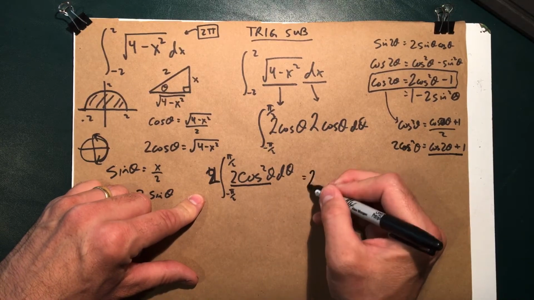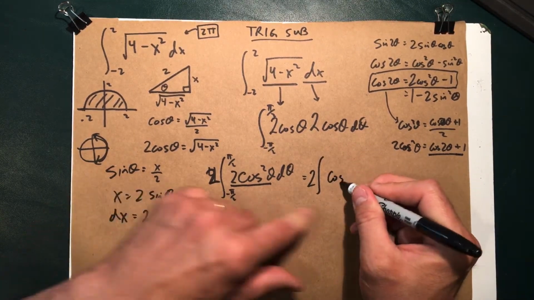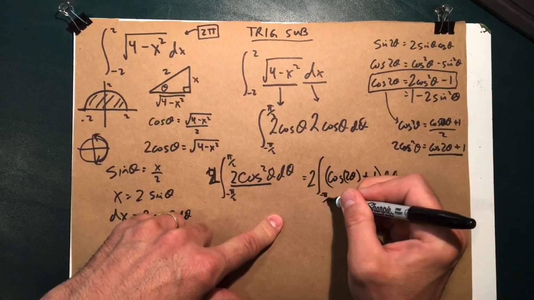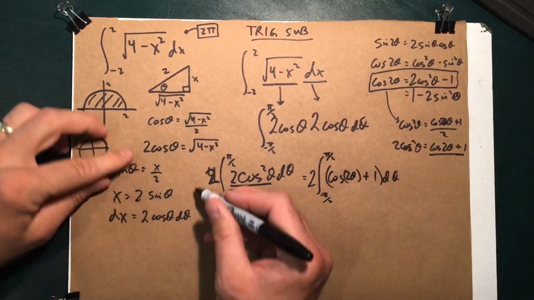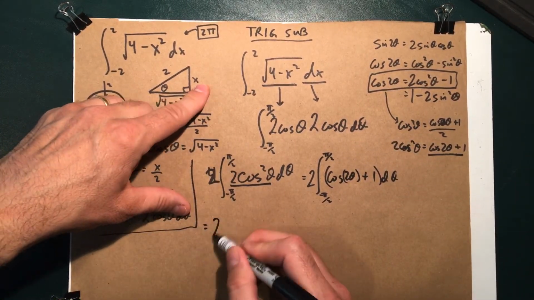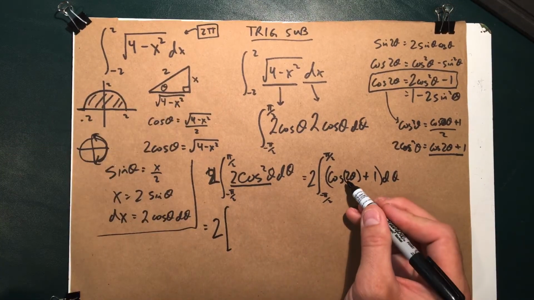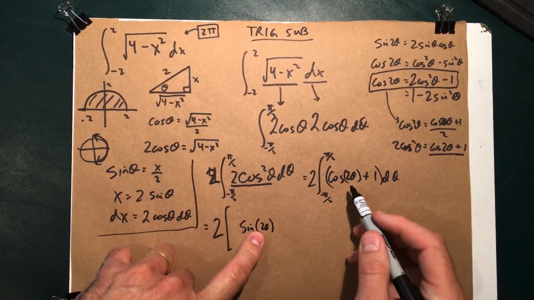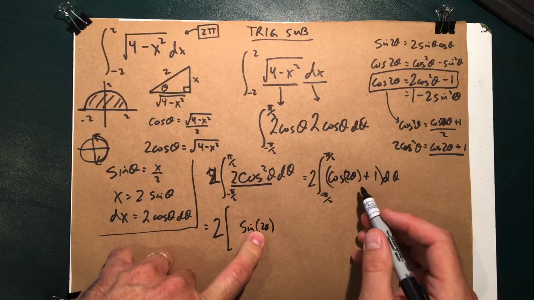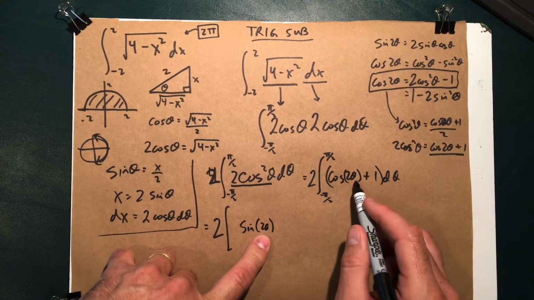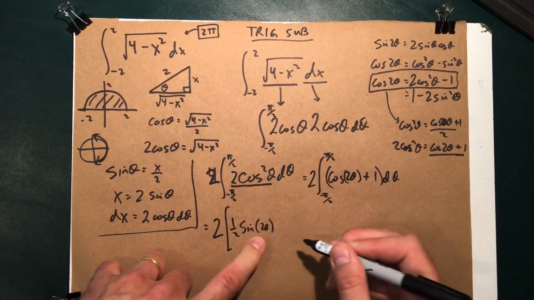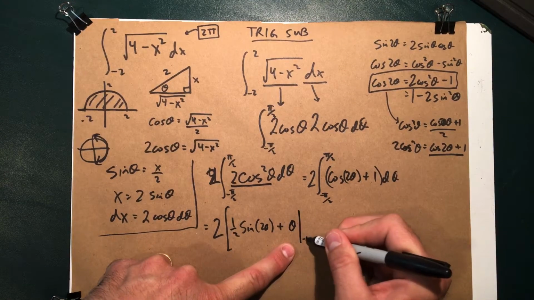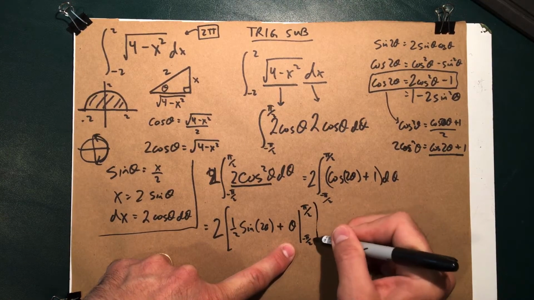So here we go. I've got 2 times the integral of cosine 2 theta plus 1 d theta from negative pi over 2 to pi over 2. Now my integral of cosine of something is sine of that something. And because it's a simple little unchain, the derivative of sine 2 theta would be cosine 2 theta times 2. I don't want the 2, so I'm going to put a half. Plus my integral of 1 is theta, from negative pi over 2 to pi over 2.